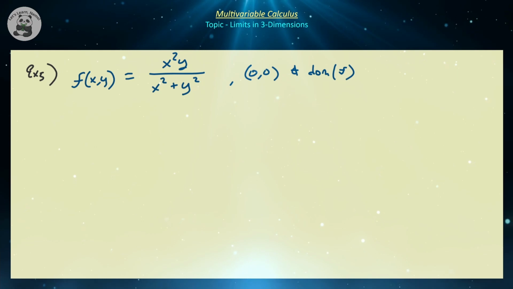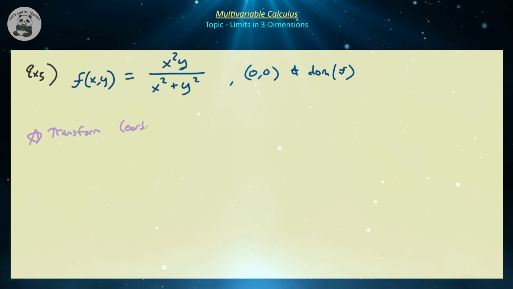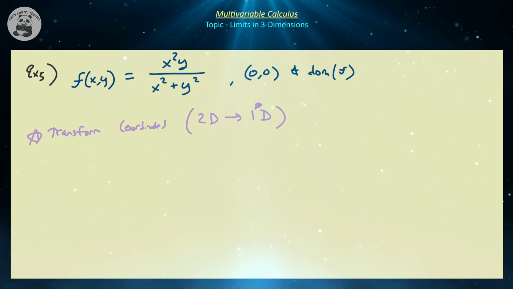So a transformation of coordinates is sometimes a good strategy. So transform coordinates, for example, a 2D coordinate system into a 1D coordinate system or a 1-star-D coordinate system. And I'll describe sort of what I mean by that.